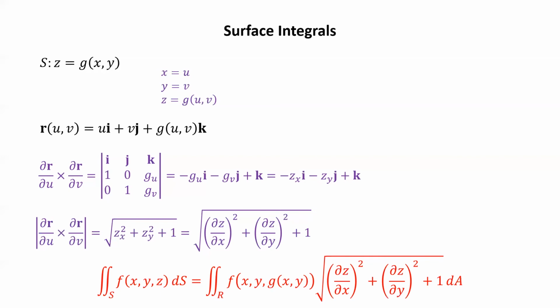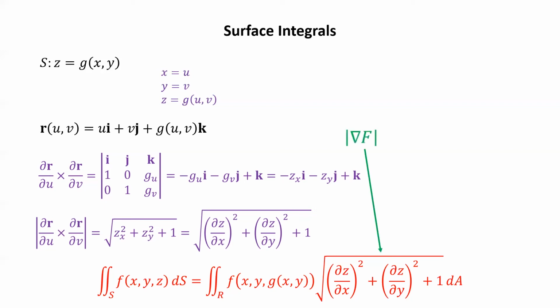In this special case where z is a function of x and y, we could change our surface integral to a double integral by replacing z by g of x, y in the function. And instead of multiplying by the cross product of the partial derivatives, we could just multiply by the square root of the partial z with respect to x squared plus the partial z with respect to y squared plus 1. This is faster if we have z as a function of x and y, because we don't actually have to parametrize the surface in this case.